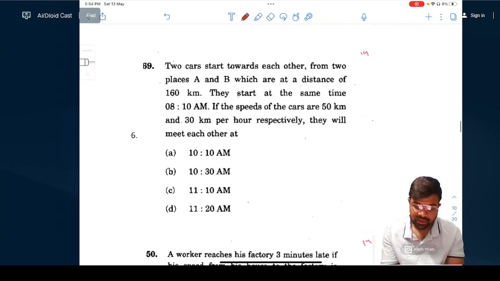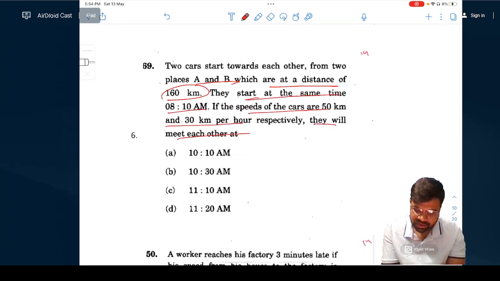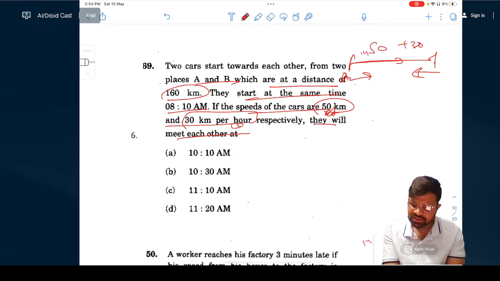This you will remember. 2 cars start towards each other from place A and B, which are at a distance of 160 km. This is the distance. They start at the same time, 8:10. The speeds of the cars are this. They will meet each other at what time? See, the relative speed in the same direction is different from the relative speed in the opposite direction. So one car is starting from A, one is starting from B, one is with 50 and one is with 60. So the relative speed will be added.